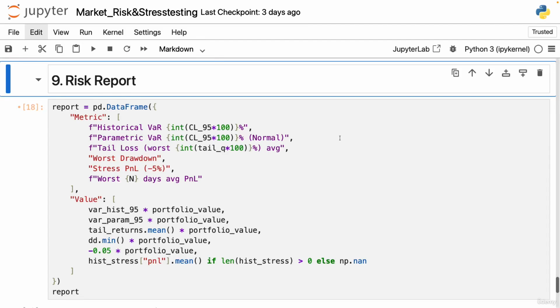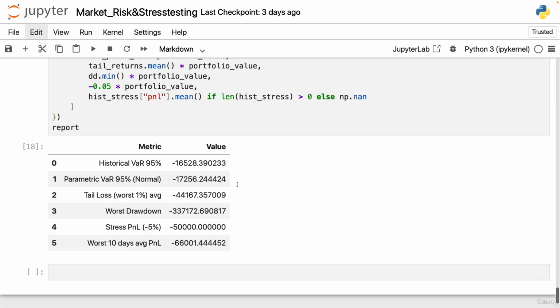At this point, we have computed all the individual components of market risk. In this section, we bring everything together into a single concise market risk report, expressed entirely in monetary terms. Each row in this table represents a different dimension of downside risk. The goal here is not to optimize any single metric, but to understand how different risk perspectives interact.